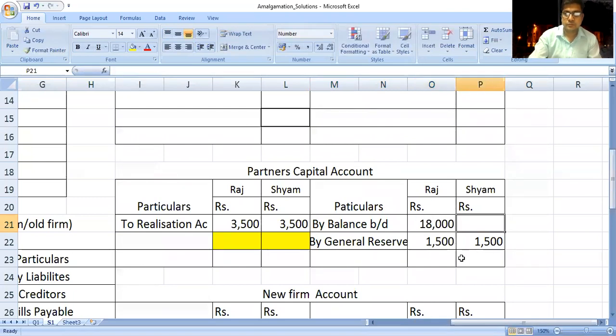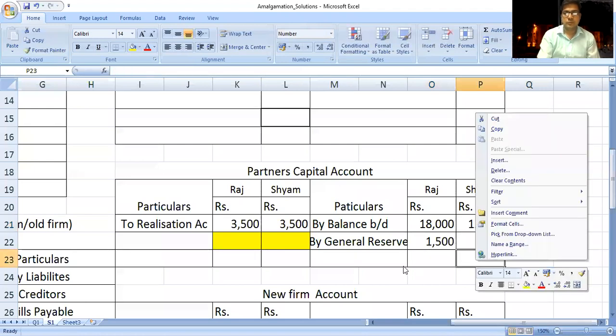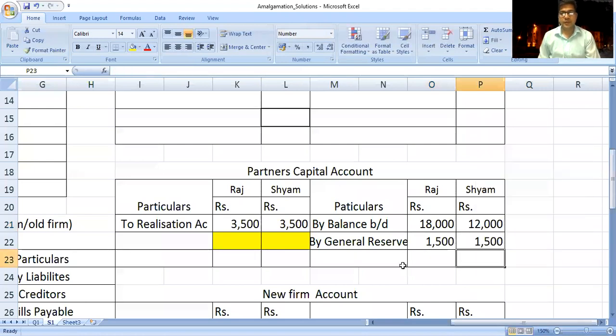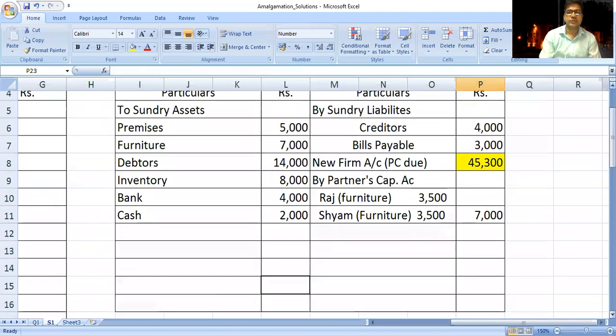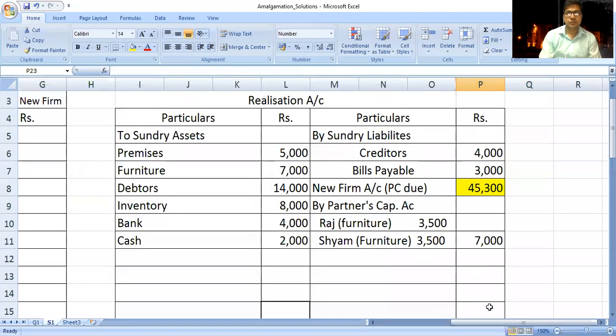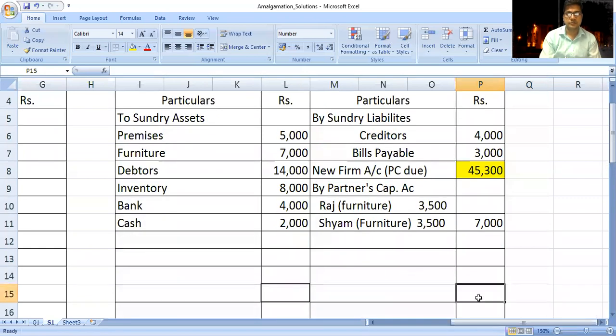18,000 and 12,000. These things you have to keep in mind. Capital balances are also transferred to partners capital account. Then friends, there is no kind of adjustments. Now what do we have to do? We have to close the realization account first. We have to close the realization account and we will find out the credit side balance.